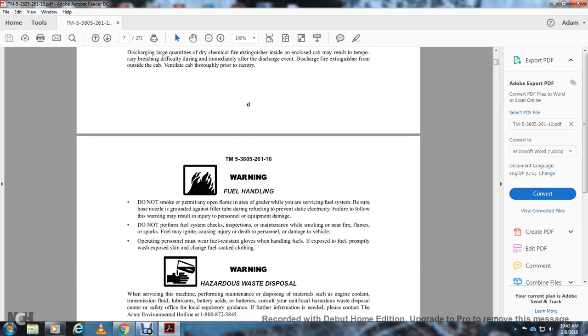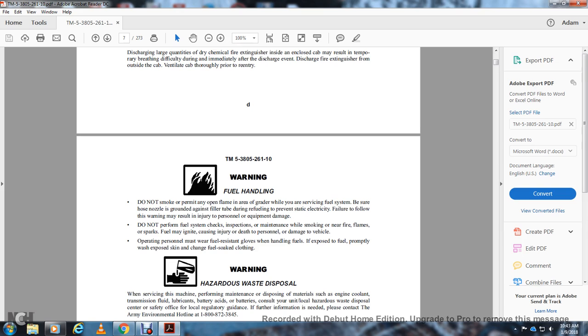Warning, fuel handling. Do not smoke or permit open flame in any area while you are servicing the fuel system. Be sure the head of the nozzle is grounded against the filler tube during refilling to prevent static electricity. Failure to follow this warning may result in injury to personnel or equipment damage. Do not perform fuel system checks, inspection, or maintenance while smoking or near flames or sparks, as fuel may ignite and cause injury, death, and damage to the vehicle.